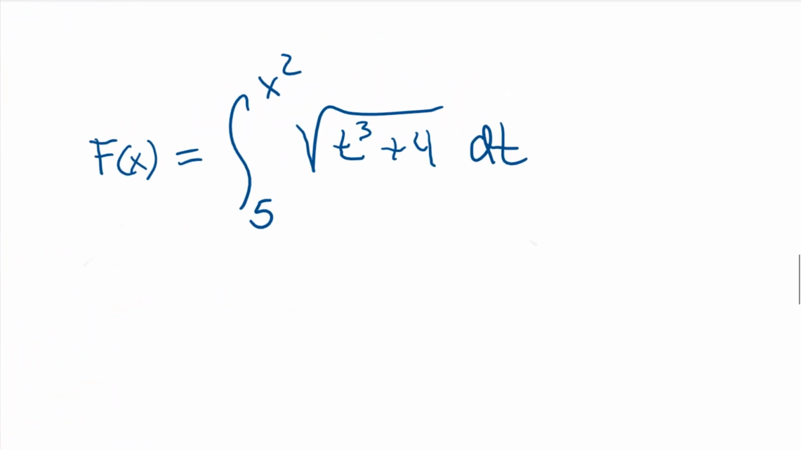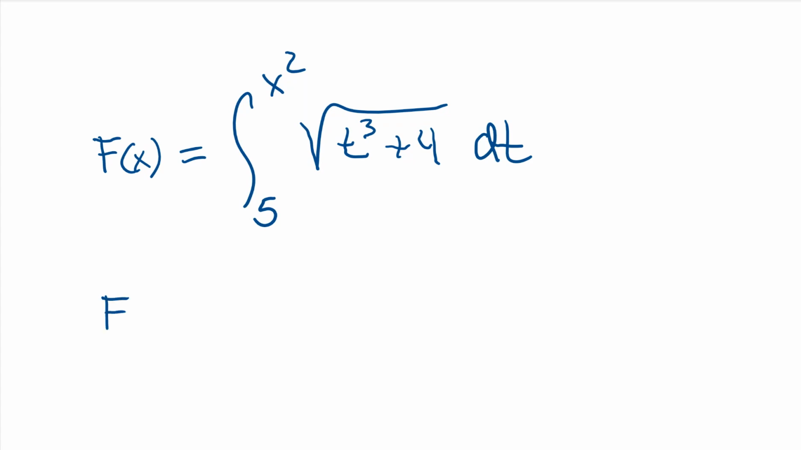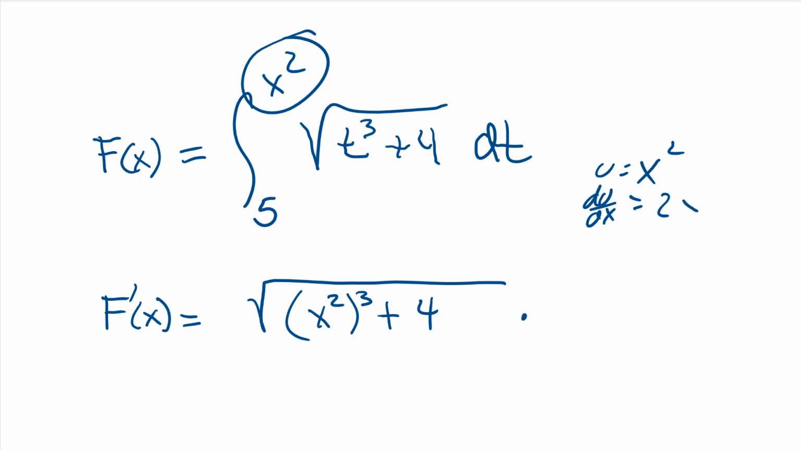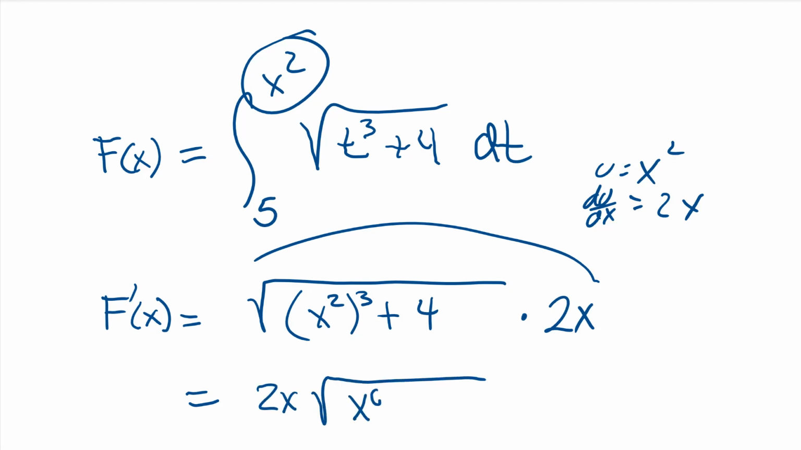Okay. Here we go. Take a derivative. We have the square root of something cubed plus 4. All you're going to do is take whatever's here and replace your t with it. And on the outside, you're going to multiply by the derivative of whatever that is. What's the derivative of x squared? It's 2x, right? So we multiply by 2x on the outside. So your answer is, I'm going to pull this back out to the front, 2x times the square root of x to the 6th plus 4. And there's your solution.